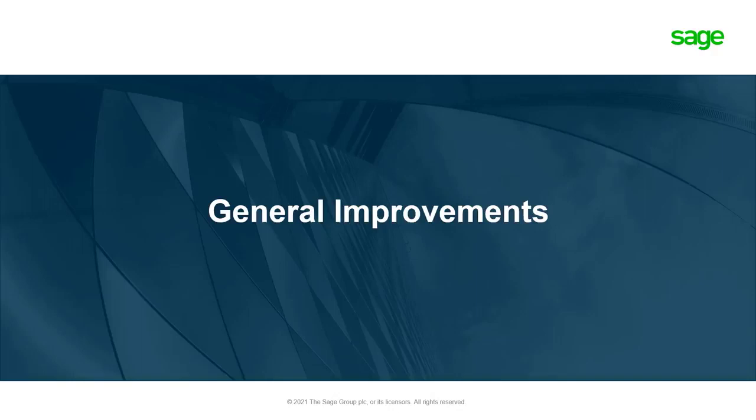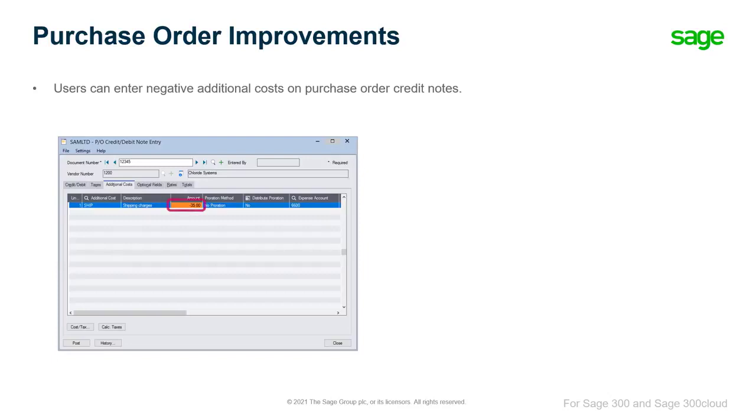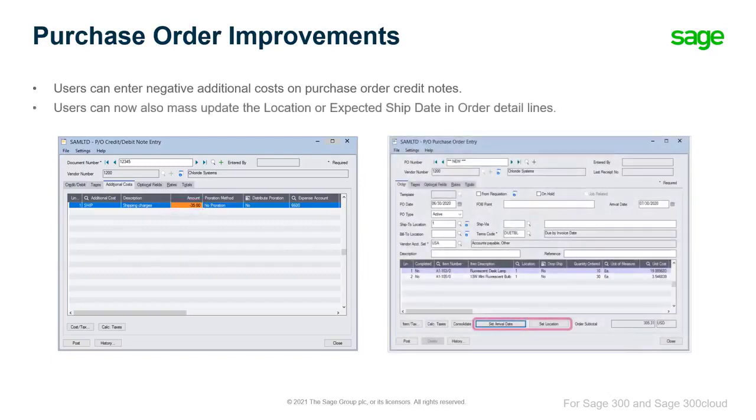Time to look at general improvements, which are available for both web and desktop users. Sage 300 version 2022.0 includes improvements to purchase orders and order entry. With this version, users may now enter negative additional costs on purchase order credit notes, as well as set the expected arrival date and location for all details on a purchase order.